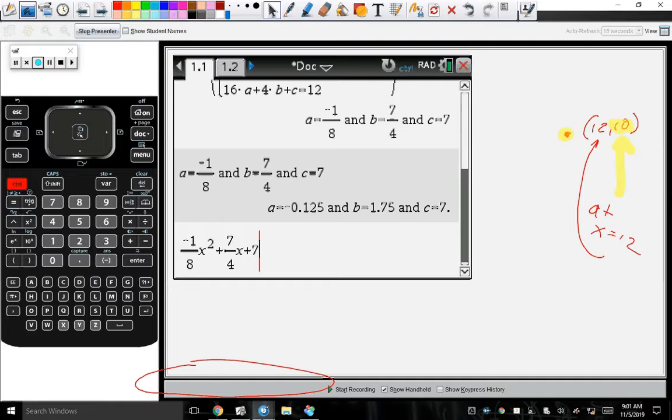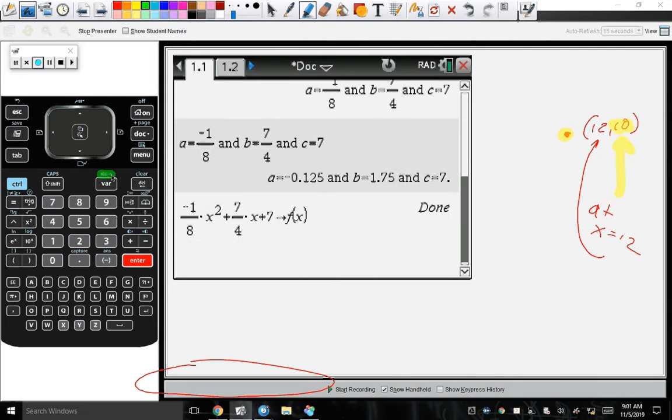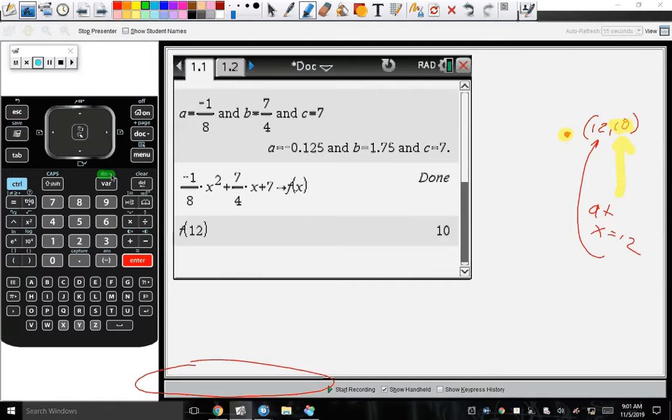So if I control, press it with me, the blue button, var, it accesses this store feature right there. And I'm storing it as f of x. So now I can say, let's see if it's going to make this shot. Let's see if it will hit right at a height of 10 when I put in what x value? 12. So here we go. If I put f of 12, bam, it hits 10. This will tell me how high will this be at 12.